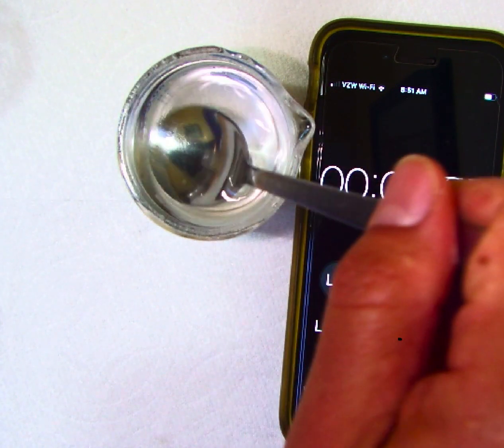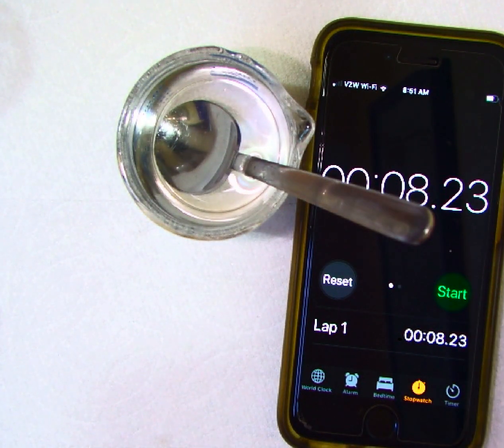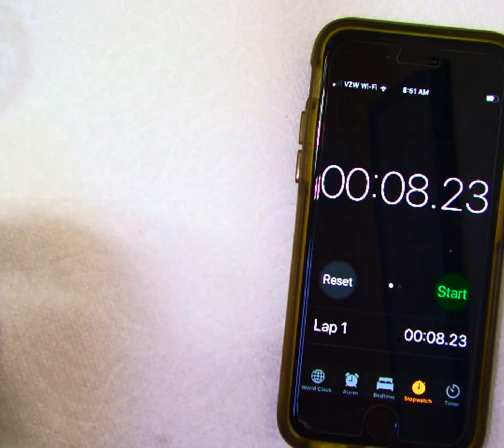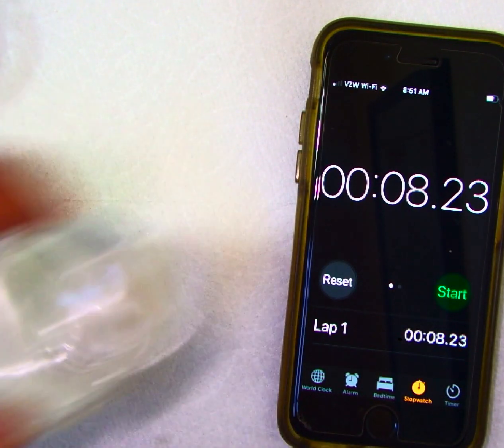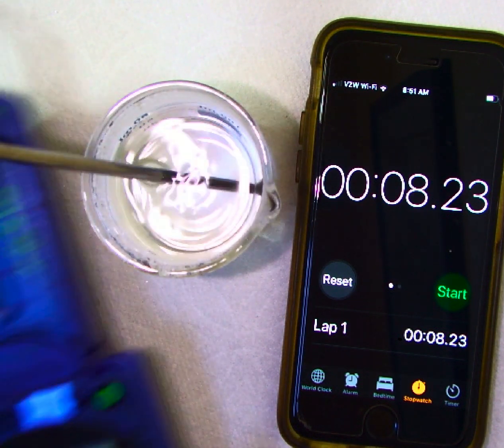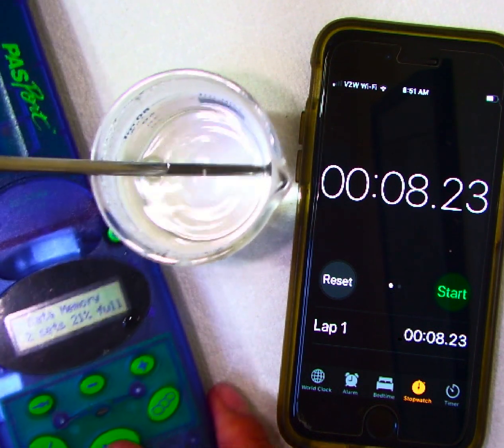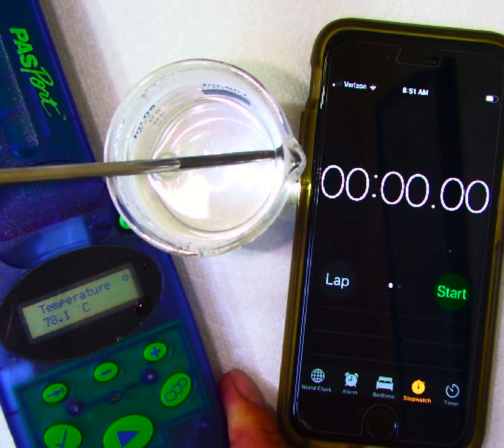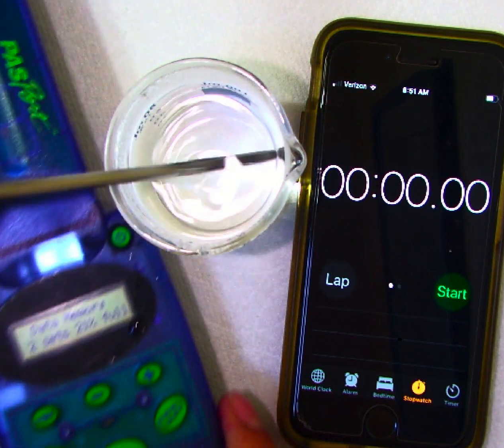And you can see that it's already dissolved. So literally it took about 8 seconds for that first one. Let's do another one here. And again, we'll take our temperature. It's probably going to be a little bit cooler because it's been sitting here for a little bit. So about 78.1 for the second try.